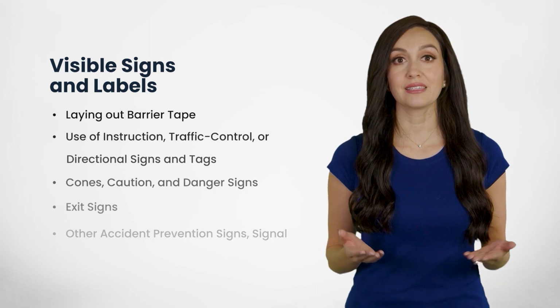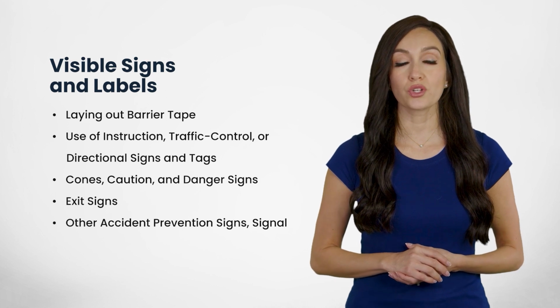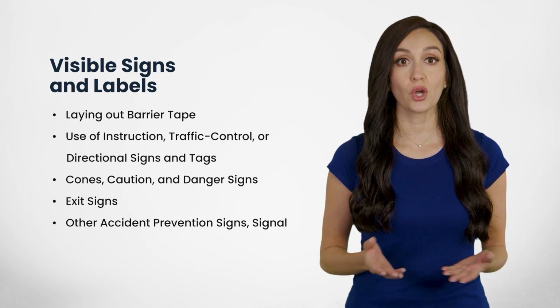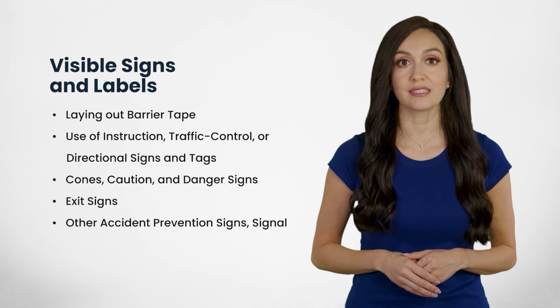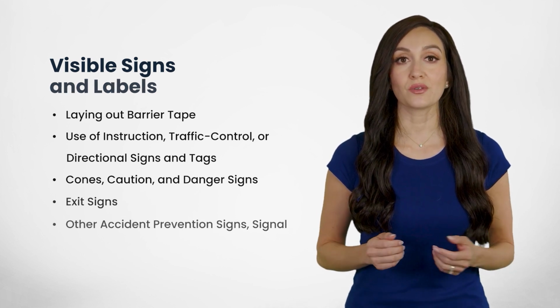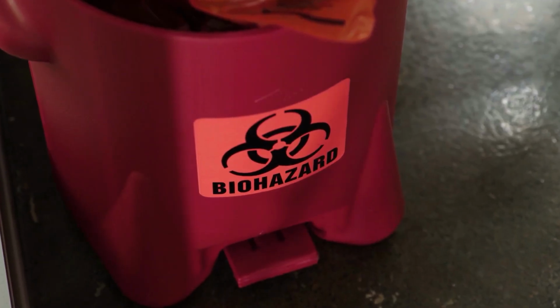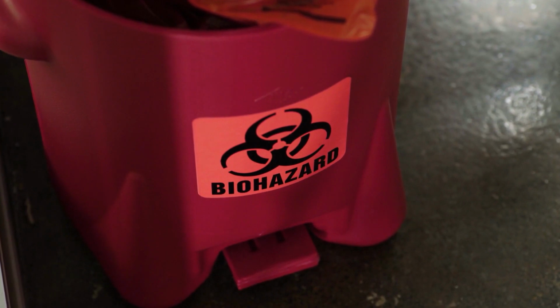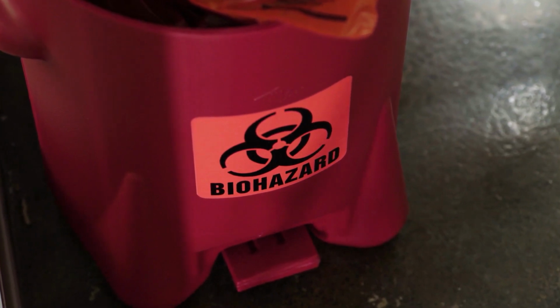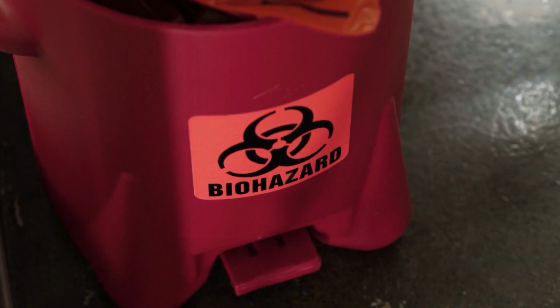These may include laying out barrier tape, the use of instruction, traffic control, or directional signs and tags, cones, caution and danger signs, exit signs, and other accident prevention signs, signals, and barricades. Dangers from explosive, corrosive, flammable, toxic, or potentially reactive chemical substances also pose significant physical and health hazards across occupations.